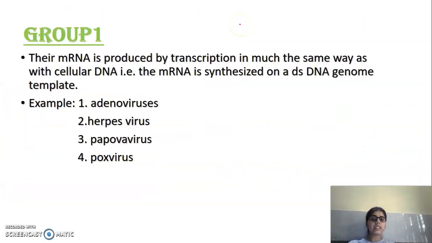Now we will study each group. In group 1, the mRNA is produced by transcription in much the same way as with cellular DNA. That is, the mRNA is synthesized on a double-stranded DNA genome template. Examples of group 1 viruses are adenoviruses, herpes viruses, papoviruses, and pox virus.